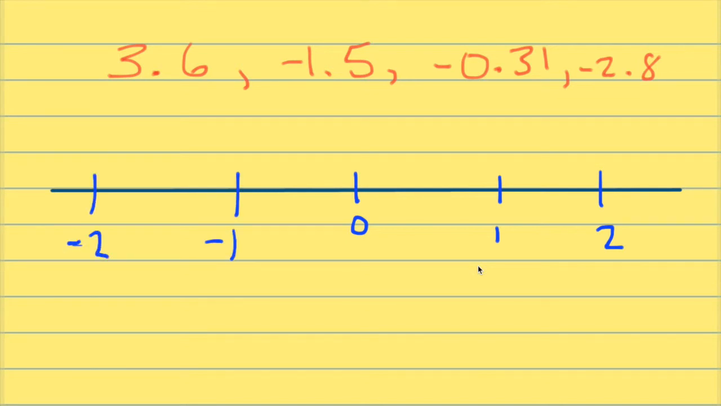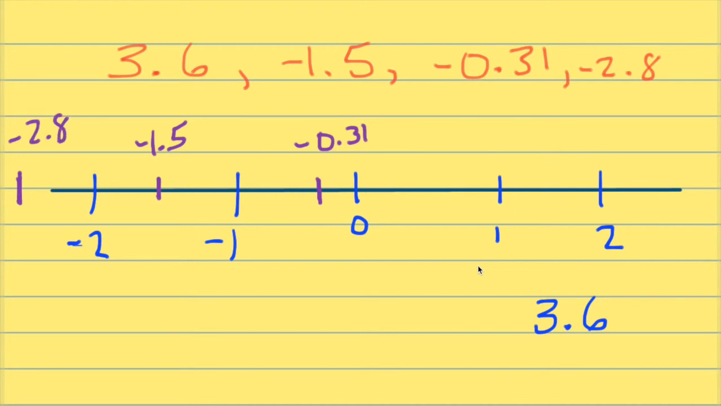Now you might be thinking that 3.6 won't fit on this number line, and you're right. But since that's the only positive number, we automatically know that 3.6 is going to be the largest number. So let's think about where the negative numbers fit. We know that negative 1.5 has to be halfway between negative 1 and negative 2. Negative 0.31 would be between 0 and negative 1. And negative 2.8 would be somewhere over here past the negative 2.